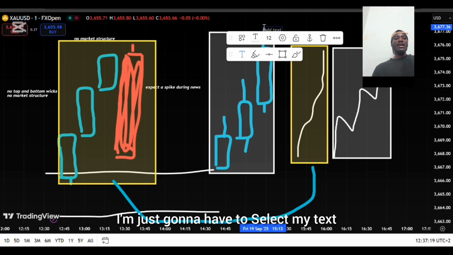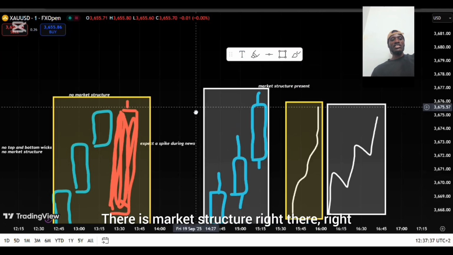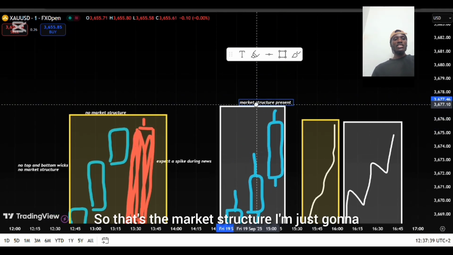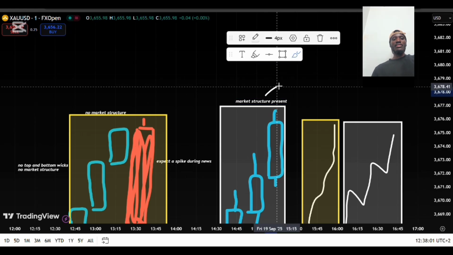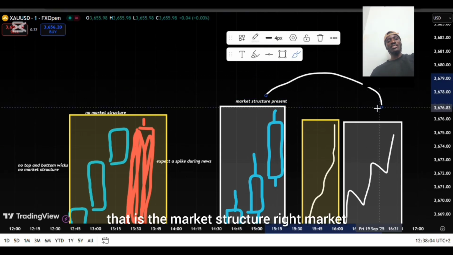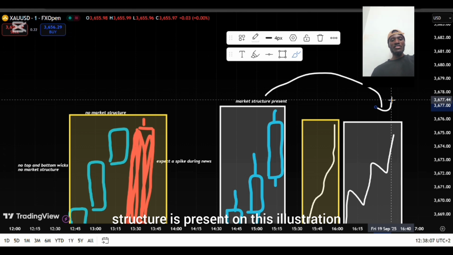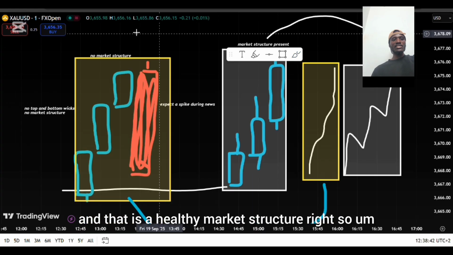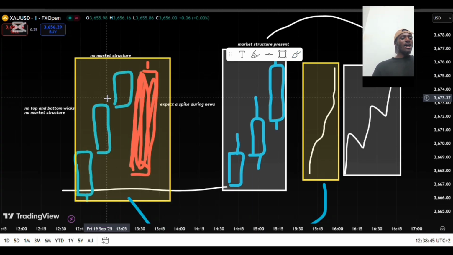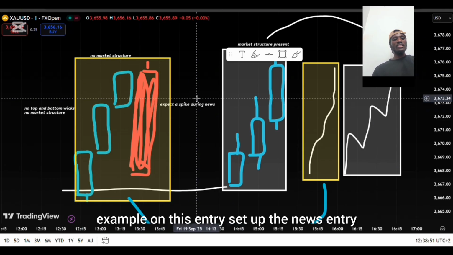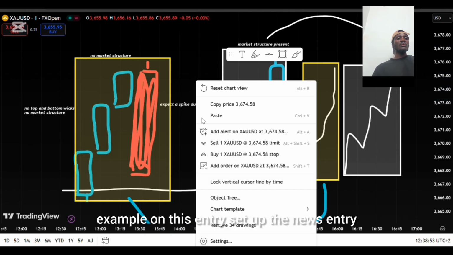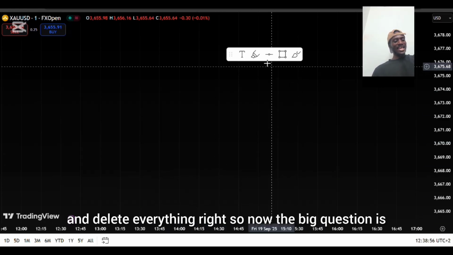I'm just going to select my text and write market structure present. There is market structure right there. So that's the market structure. I'm just going to draw and label the arrow. Market structure is present on this illustration, and that is a healthy market structure. I'm not going to show you guys the perfect example on this entry setup, the news entry setup. So I'm just going to delete everything.